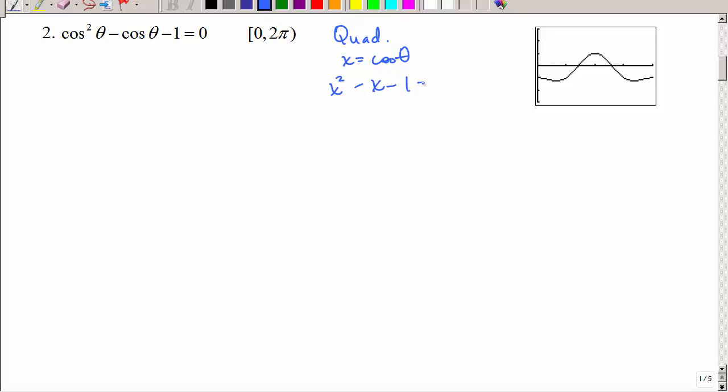And so this is the equation we would need to solve. Can I factor that? No, it just doesn't factor. So if it doesn't factor, then we'd have to use the quadratic formula. Let's just review that quadratic formula.